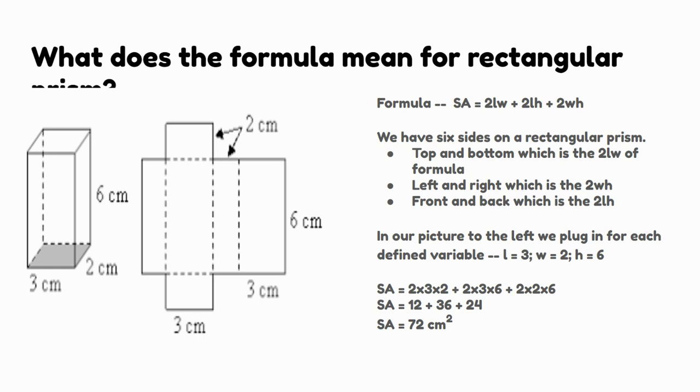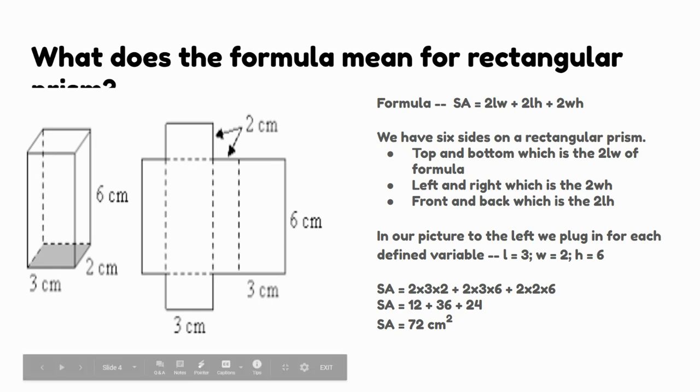So in our picture, we'd plug in what each one means. Our length would be 3, our width 2, our height 6. So we're saying 2 times 3 times 2 plus 2 times 3 times 6 plus 2 times 2 times 6. We're going to get 12 plus 36 plus 24. We add them all together, we're going to get 72 centimeters squared. Now we're saying squared here because we're not multiplying 3 measures. We're only multiplying 2 measures at a time, so there's not a third measurement like centimeters or inches or feet or kilometers.